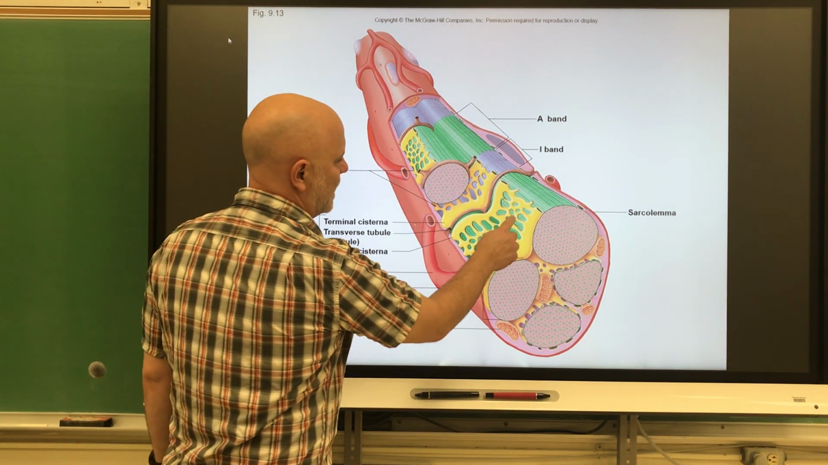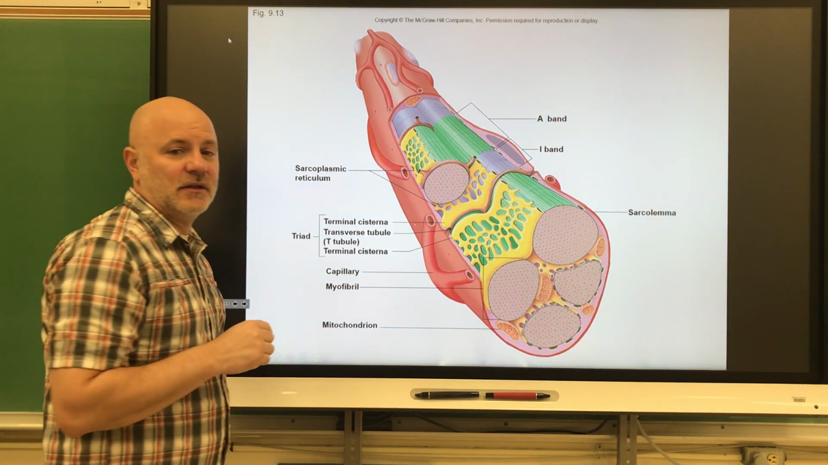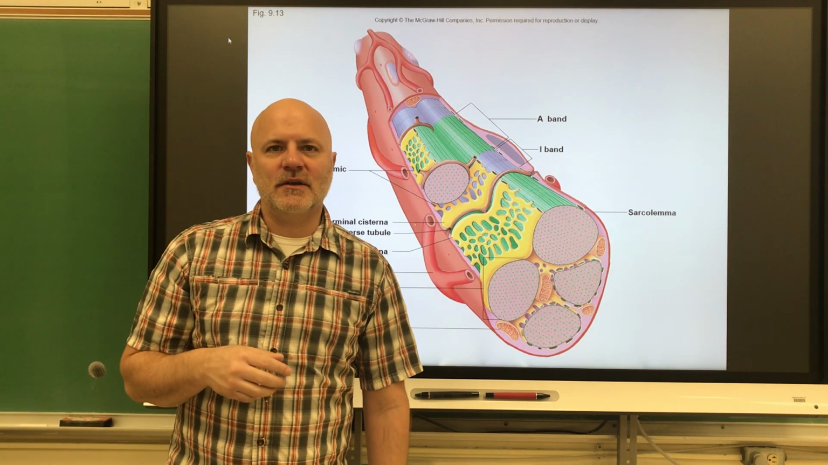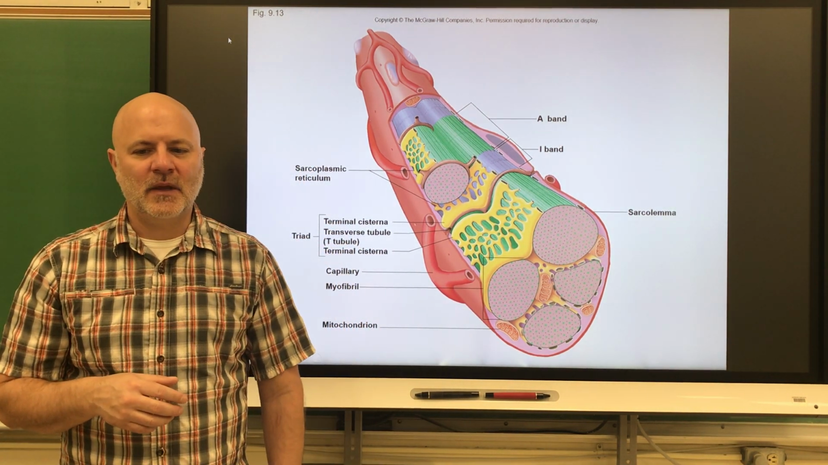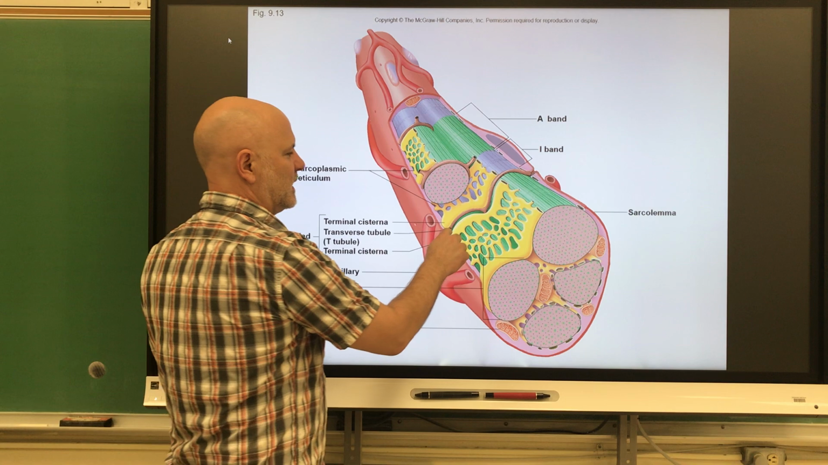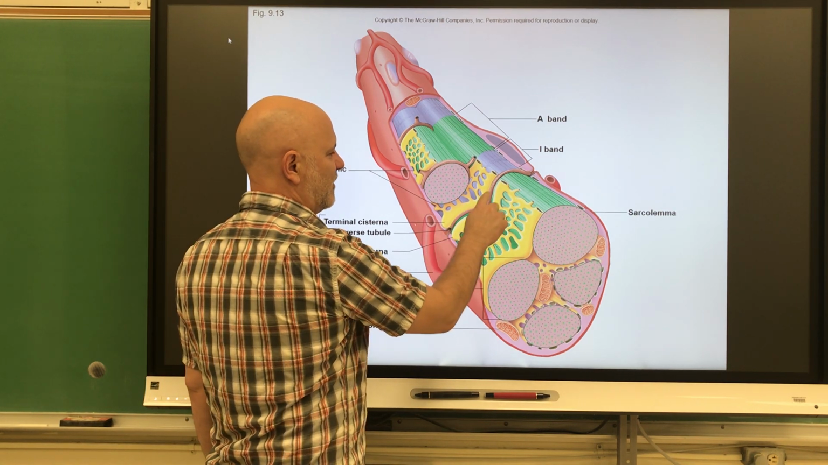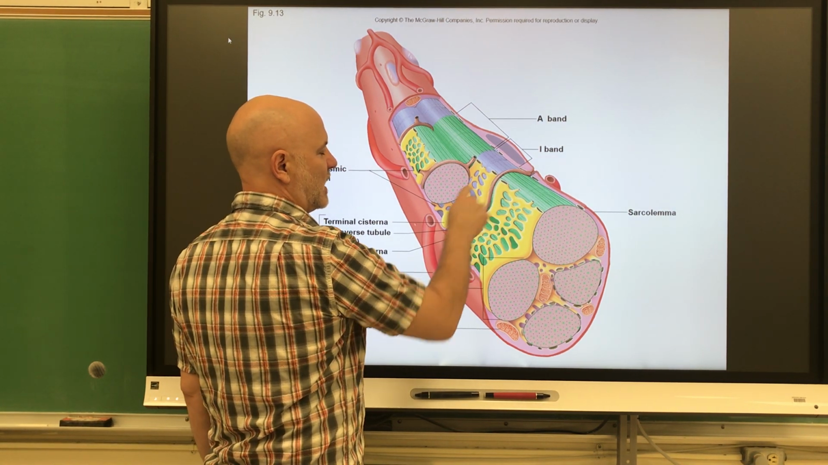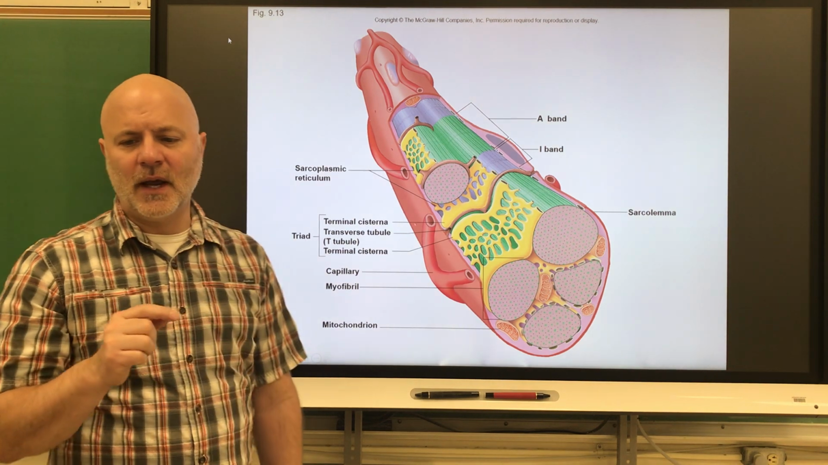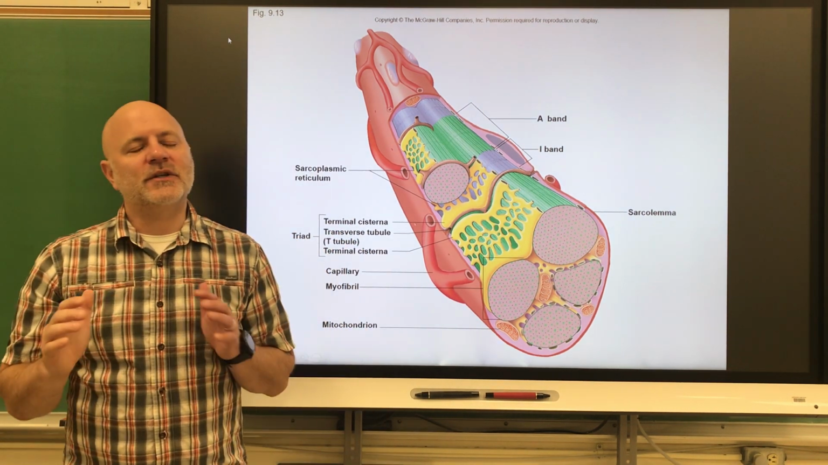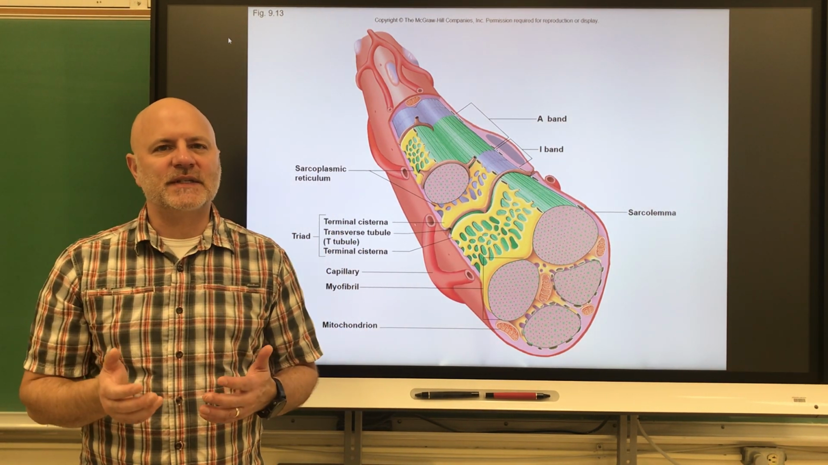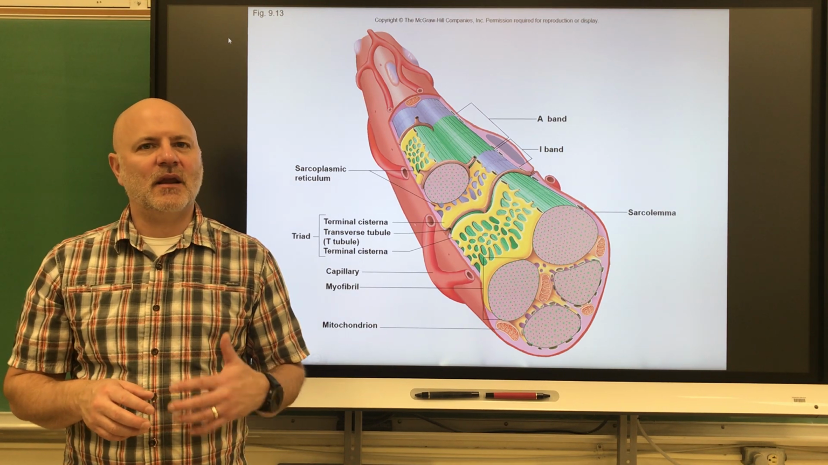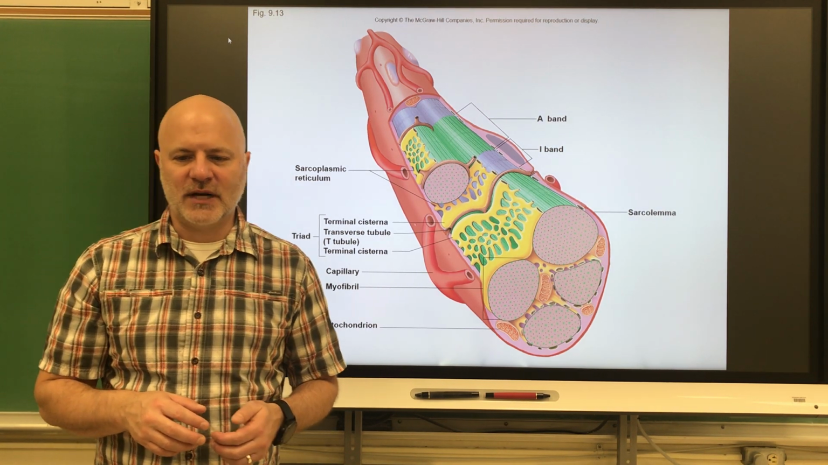Next is the sarcoplasmic reticulum. So all this in yellow is trying to show the sarcoplasmic reticulum. This is the muscle cell's smooth endoplasmic reticulum. One of the things to note here is it lies on either side of the T-tubule. And what's really important about it is it stores calcium ions, which are, once again, going to be very important when we get to muscle contraction.